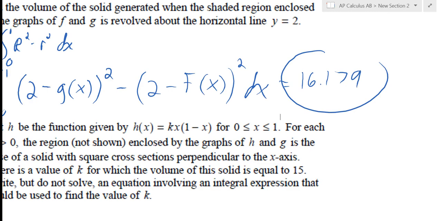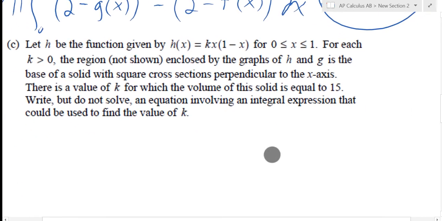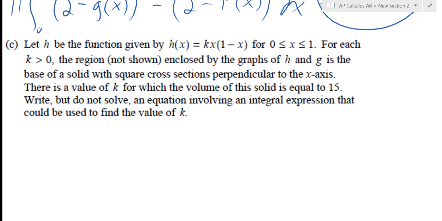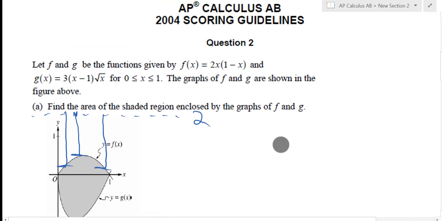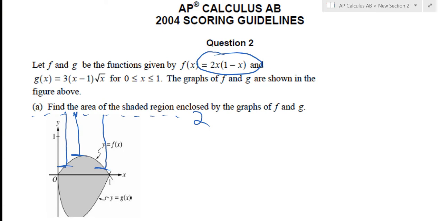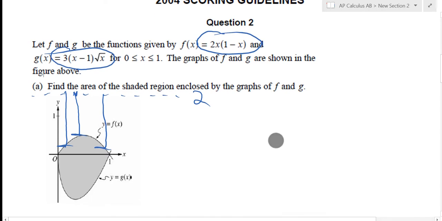Okay with that? C, a little bit more difficult, and we haven't really talked about these cross-section things yet. So, let's discuss that now. All right. First off, do you notice that f is 2x times 1 minus x. All right, you guys know that's a parabola? Because it's going to be an x squared. It's a parabola opening downward, and that's f of x right there. You can see that. g of x is not a parabola, but they give you a graph of the bottom function there.